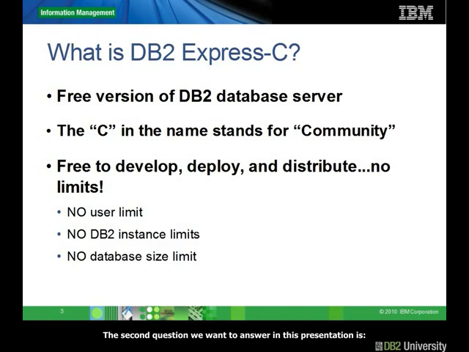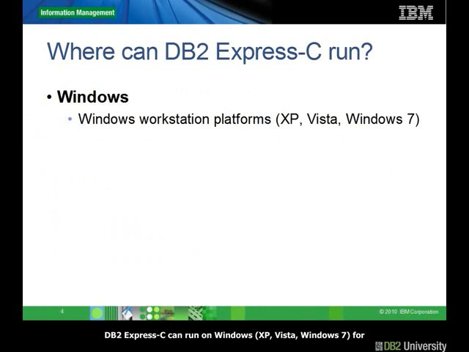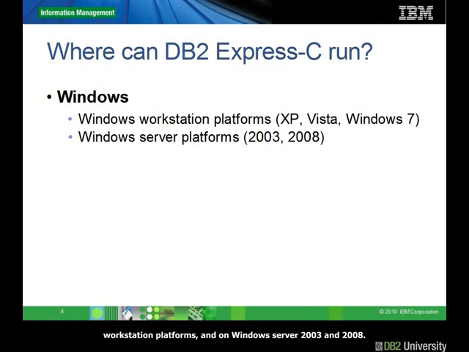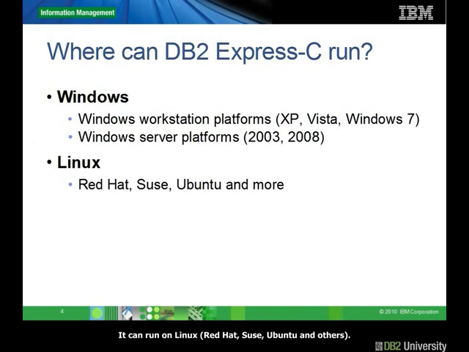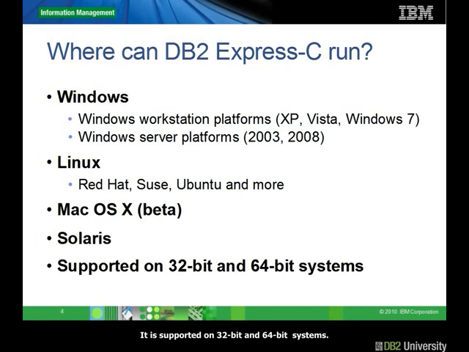The second question we want to answer in this presentation is, where can db2express-c run? db2express-c can run on Windows XP, Vista, Windows 7 for workstation platforms, and on Windows Server 2003 and 2008. It can run on Linux: Red Hat, SUSE, Ubuntu, and others. There is a beta version for Mac OS X and Solaris. It is supported on 32-bit and 64-bit systems.